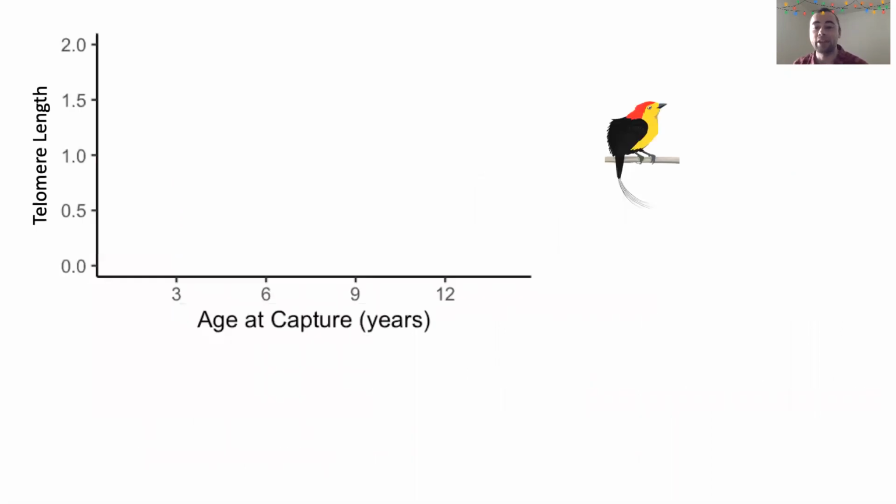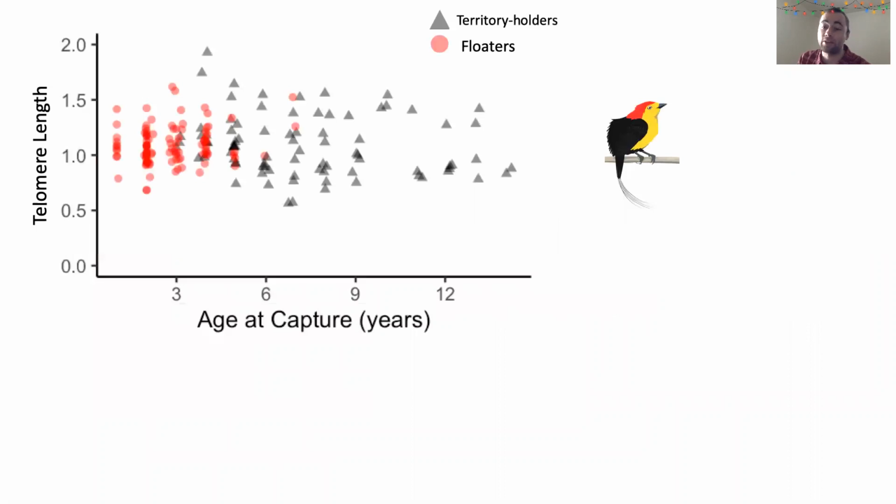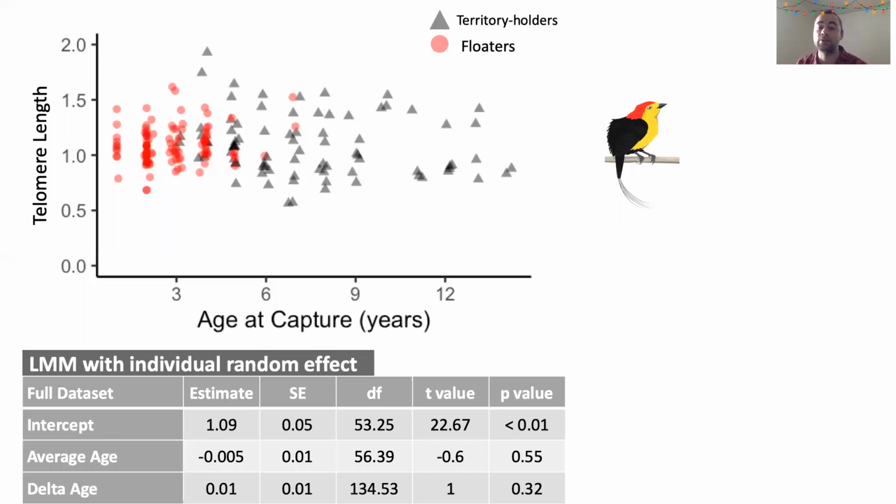And if we look at the relationship between age and telomere length, what we find is that there is basically no pattern. And to analyze these data, we broke it down into between and within individual effects. So this average age term is a between individual effect. This is a within individual change. And like I said, there's no consistent pattern in age-related changes in telomere lengths within or between individuals.